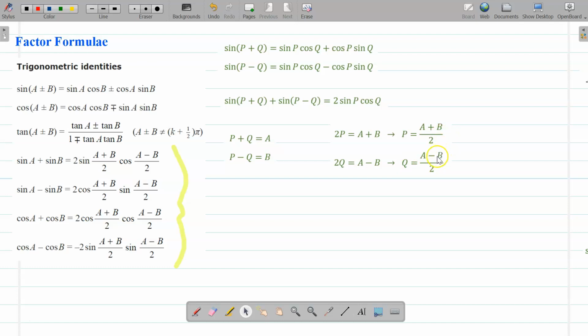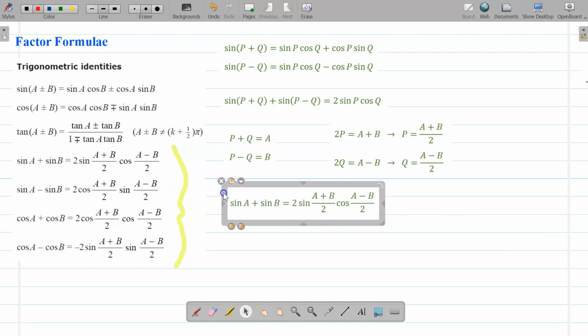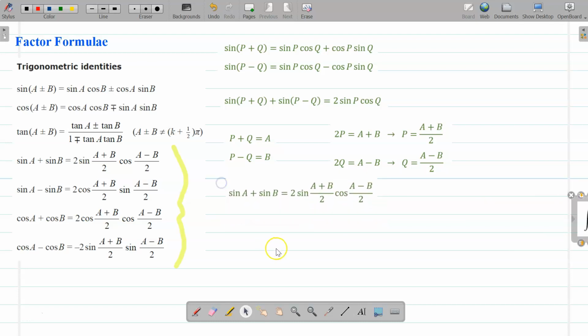All right. And having done that, all I need to do now is replace the P plus Q and P minus Q and the P and Q here with expressions for A and B using this information here. And that gives me the result that I have in this box here. And that result there, of course, is the same as the first of these four factor formulae. And you can prove the other three just as easily using the same kind of method.